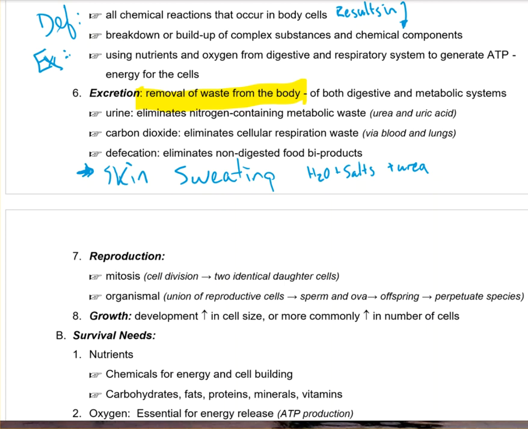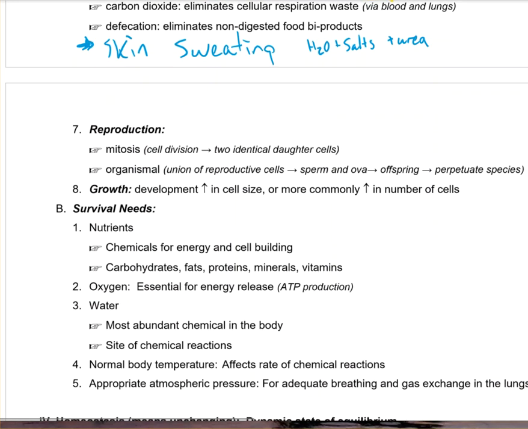Now, the amount of urea that we get rid of there compared to the amount of urea that we get rid of in the urine is really tiny. Very small amount, but it is enough where we should at least mention that a small amount is released.